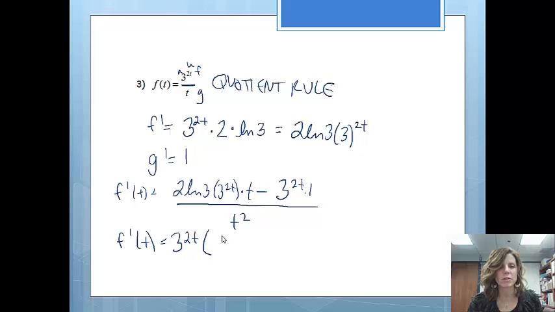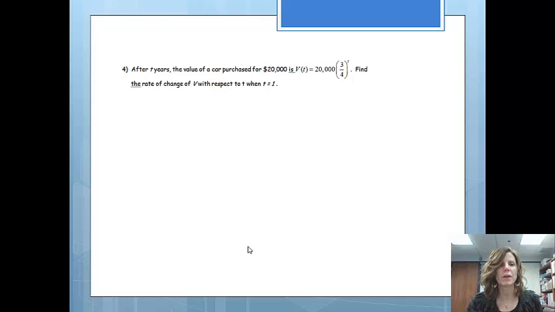3 to the 2t, then I'll have 2 ln 3. I'm going to actually put 2t ln 3. I don't want people to think the t is connected to the 3 because it's not. So 2t ln 3 minus 1 all over t squared, and then that would be my answer. That's as far as I can go. Alrighty, let's try one more.